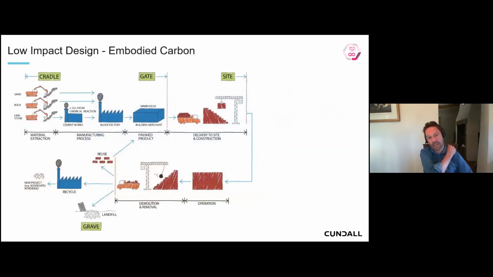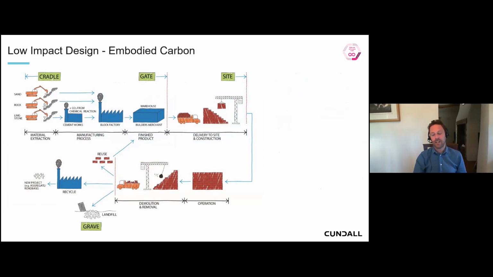And what is embodied carbon? I think it's becoming increasingly known, but in summary, it's taking those materials and looking at the energy consumption as they go all the way through. So going from the material extraction, whether that's digging materials out of the ground, taking that into your manufacturing process, cement works, etc., and taking it through to the warehouses. That's your cradle to gate stage.